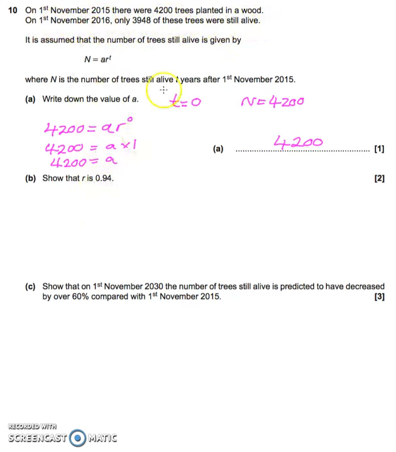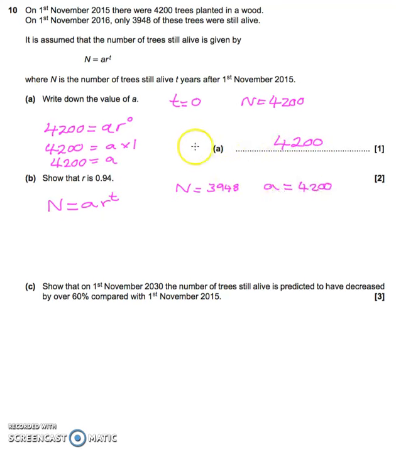So what we do is we can write the formula down. So n equals A R to the power of T, and then we're going to look at what numbers we can substitute into what parts of this formula. So for n, 3,948 would be the number that we use there. A, well, in part A of the question, we found out that A is equal to 4,200.